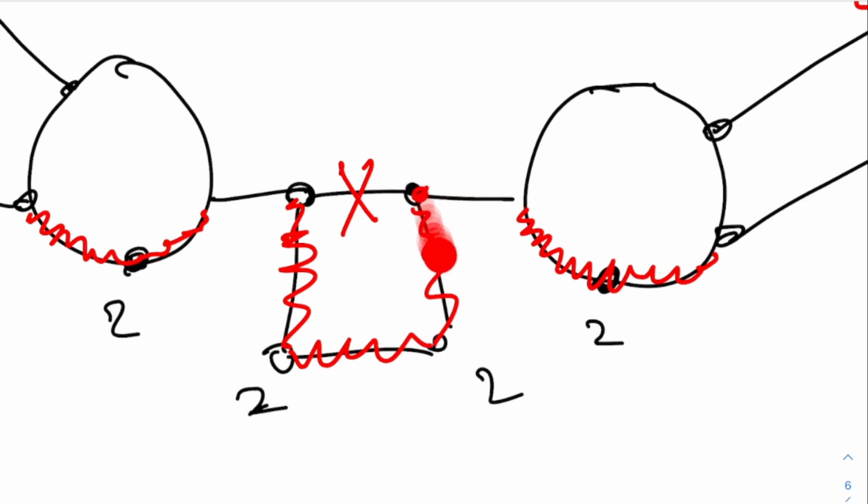Because we have to use two of these edges, and one has already been disallowed. So I must use that guy right here. And for the same reason, on the other side of the nose, you have to use that other little guy right there.